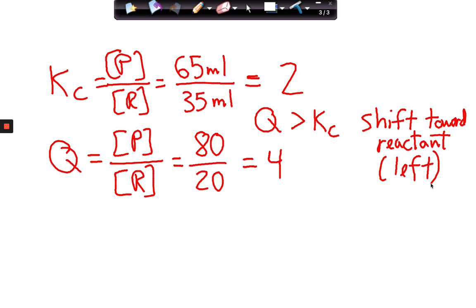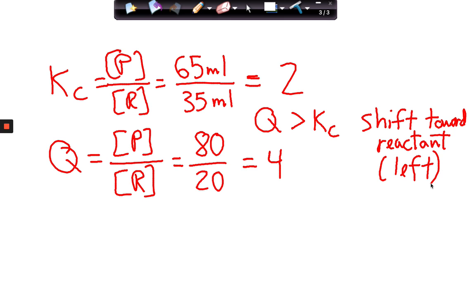to the left. So guys, anytime Q is greater than Kc, and again, that's the value of Q, it allows us to make predictions. Anytime Q is greater than Kc, I got you. Anytime Q is greater than Kc, the reaction, in order to get back to equilibrium, is going to shift to the left and it's going to make more reactants.